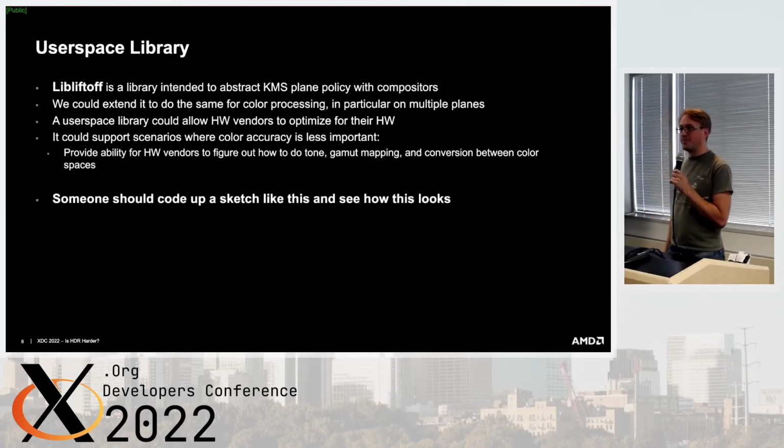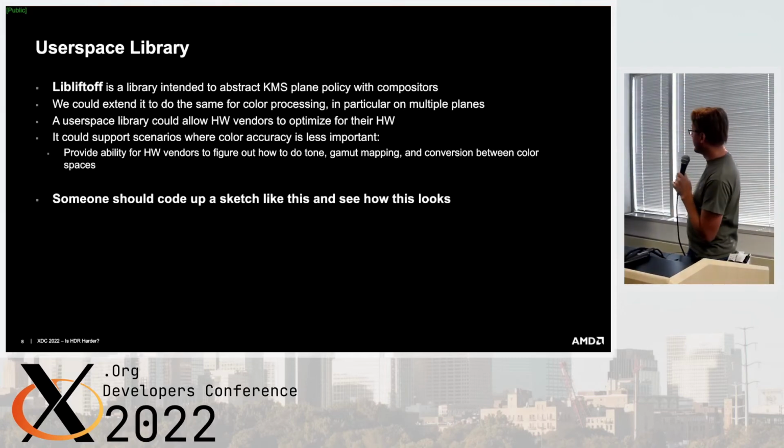There's libliftoff, which is supposed to help with overlay planes, but really nobody's using it yet. I think Sway's starting to pull it in. So again, this could use help, and interested parties could work on this or pull this into compositors and maybe optimize the multiplane overlay portion of it. Something like that could also be used to abstract some of the color processing decisions away, so we don't have an extensively complicated API at the kernel level, but we can still do interesting things, just keep it all in user space. Again, something to explore, and somebody could code up a sketch and maybe try this out.